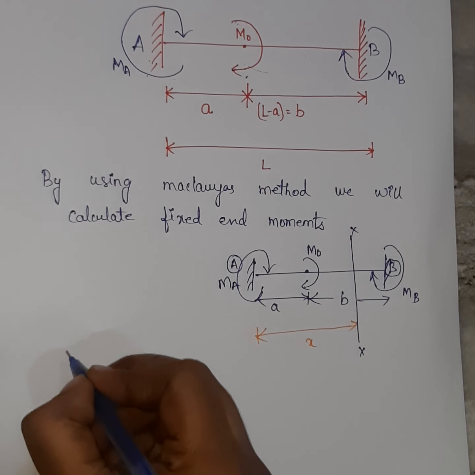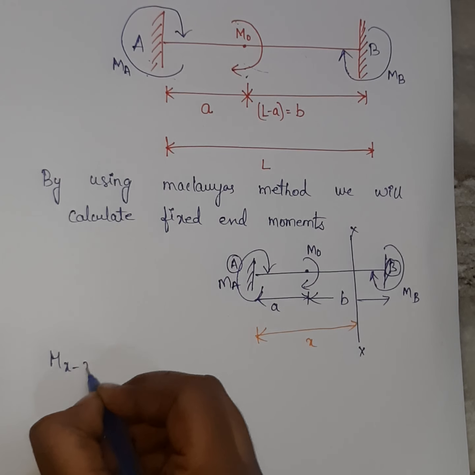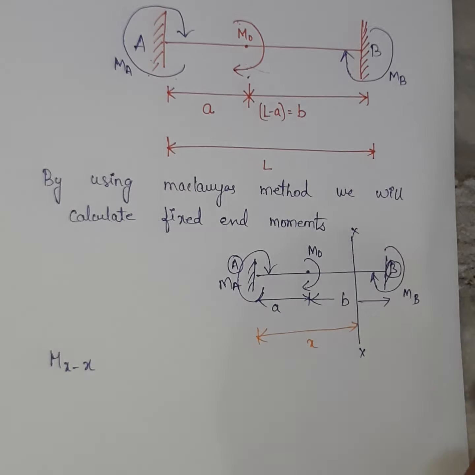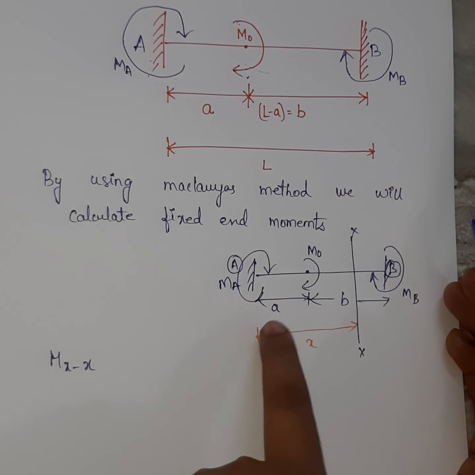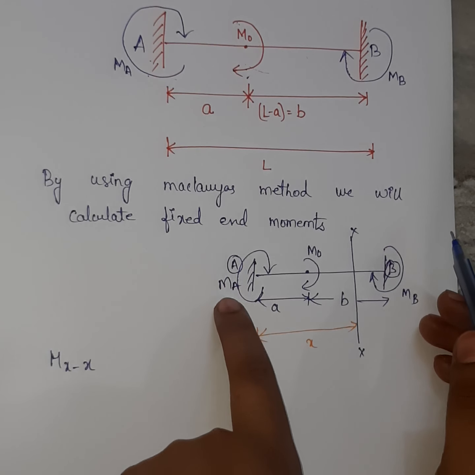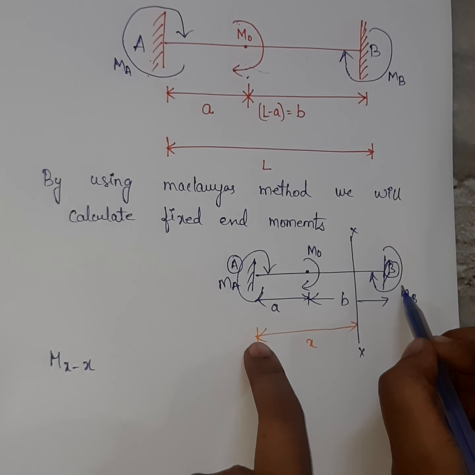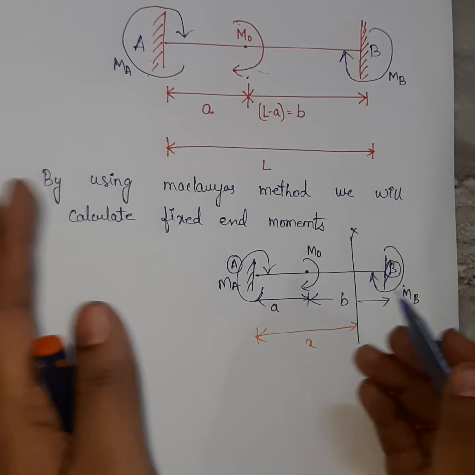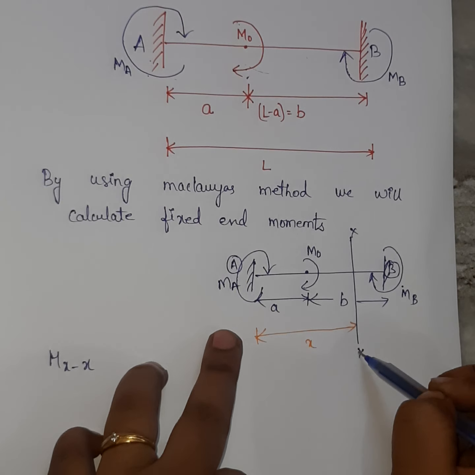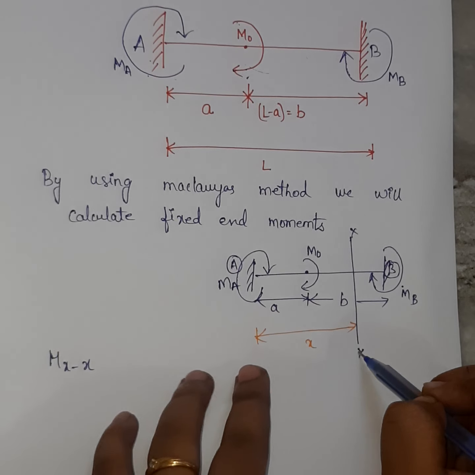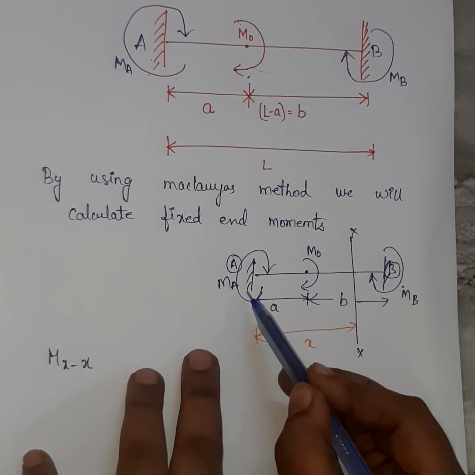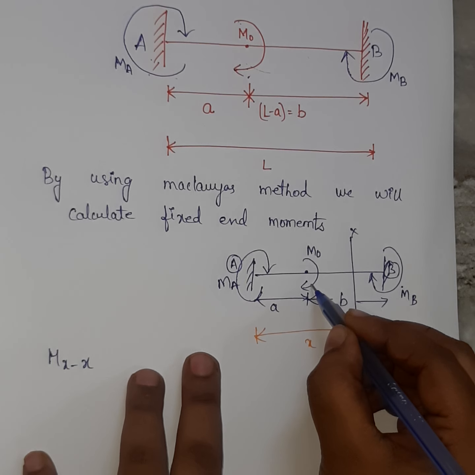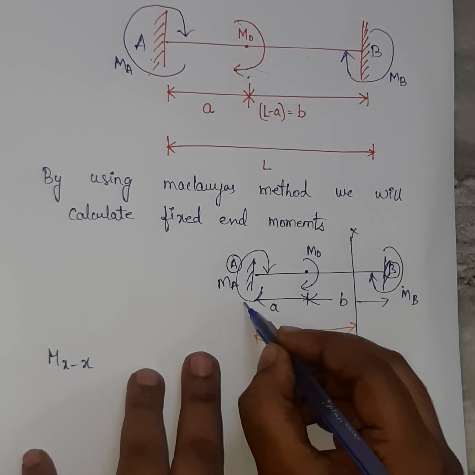So I am writing the moment at section XX. This is my section XX. So this is my beam. The left support is MA and the right support is MB. So I am taking the section on the left side. What are the moments that will act before the section XX? Moment at A will act and couple M0 will act.